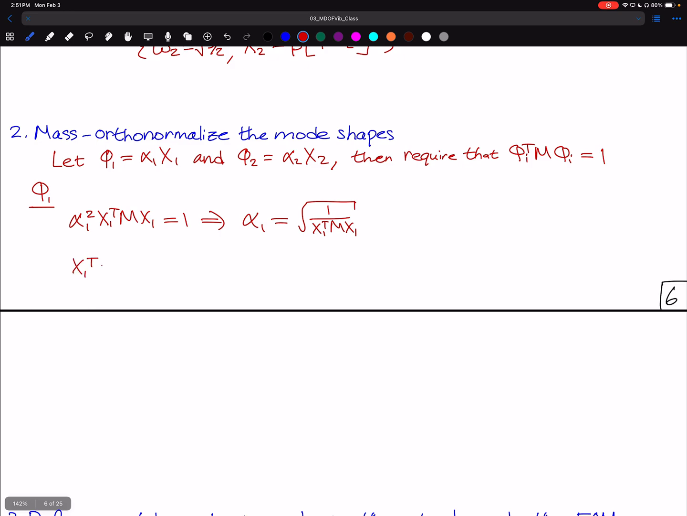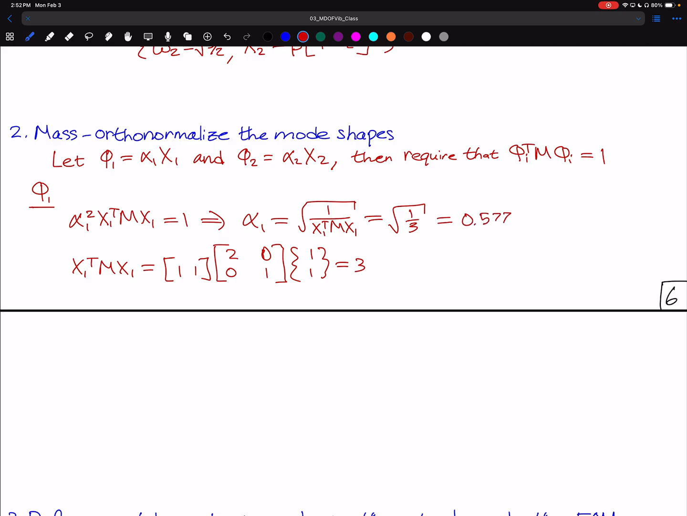So x1 transpose M x1 is equal to 1, 1 multiplied by 2, 0, 0, 1 times 1, 1, and that's equal to 3. Such that alpha 1 becomes equal to the square root of 1 over 3, which is equal to 0.5774. And then phi 1 is equal to 0.5774 and 0.5774.